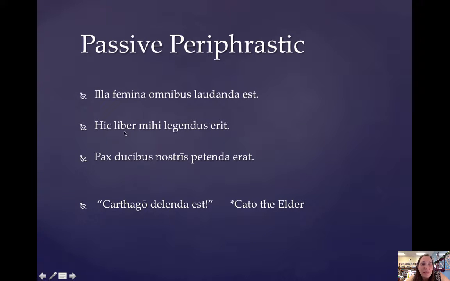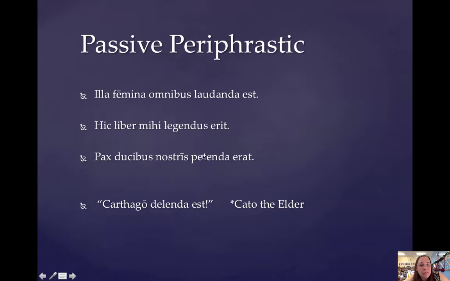Second example, hic liber mihi legendus erit. So hic liber being our subject, this book, legendus erit, future. So this book will have to be read, mihi, by me, dative of agent. Okay. And you guys should be writing down these translations and also identifying these datives of agent, because this will help you as we start practicing translating the passive periphrastic.